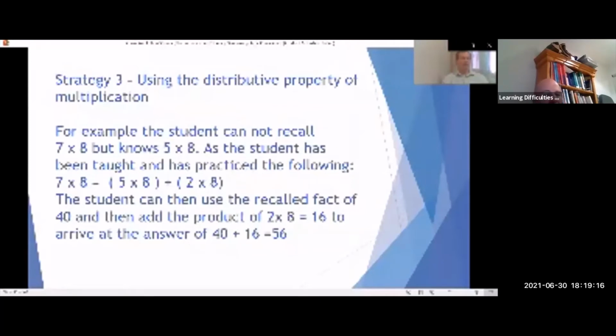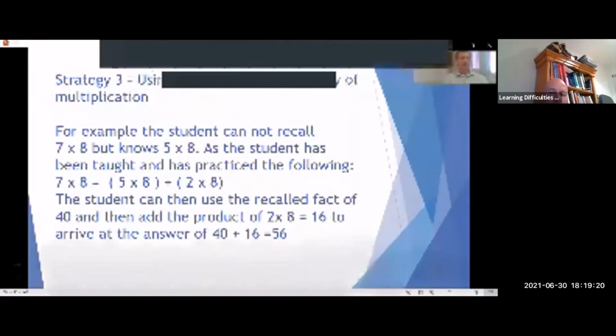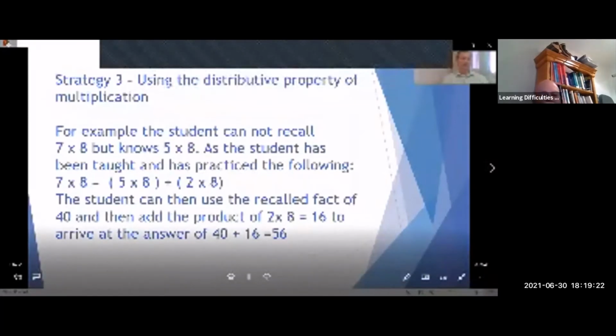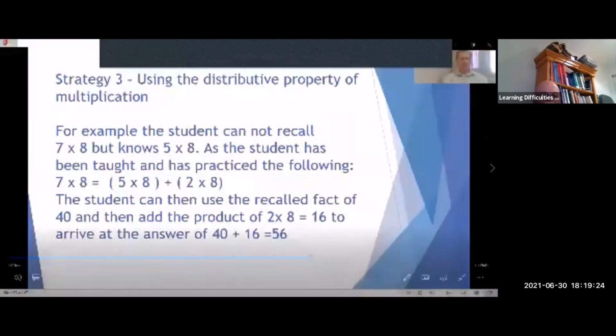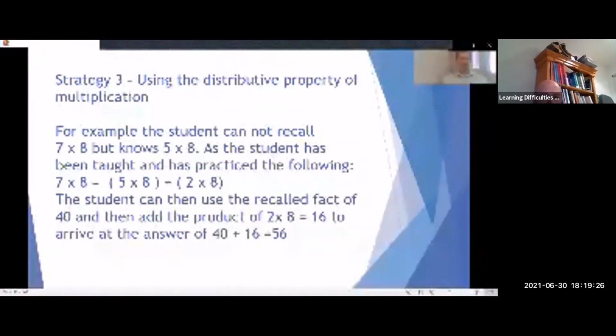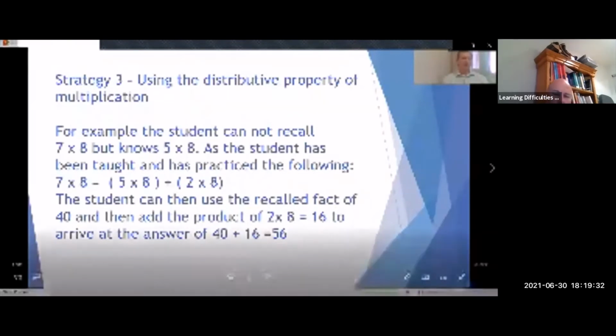Sorry, the student cannot recall 7 times 8, but he or she knows 5 times 8. As a student has been taught and has practiced the following, 7 times 8 is the same as 5 times 8 plus 2 times 8. They can use the fact that they know, which is 5 times 8, which is 40. They can use that to find 7 times 8.